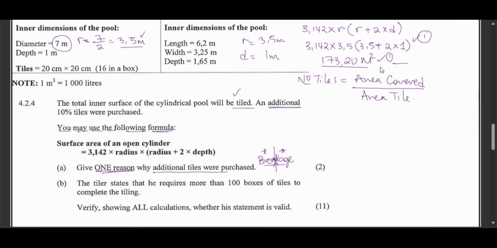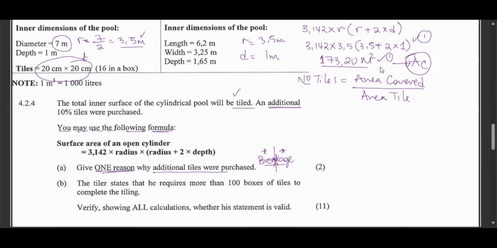Now the area to be covered is the one that we've just got. This is the area of the swimming pool that will be covered. So we need to know the area of one tile. But when you look, the measurements of the tile are in centimeters. They cannot divide the meters squared. You either change the area of the swimming pool to centimeters squared, or we change the measurements of one tile to meters. The easy one is to change the measurement of the tile to meters.